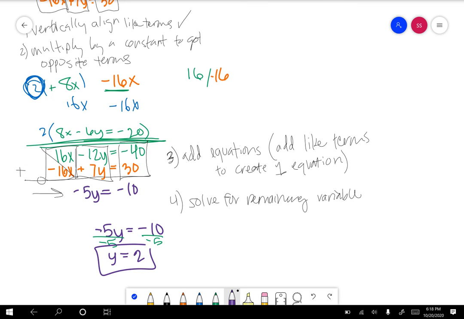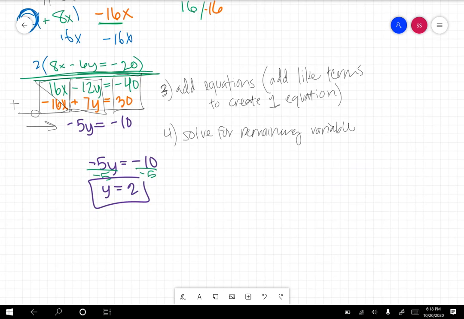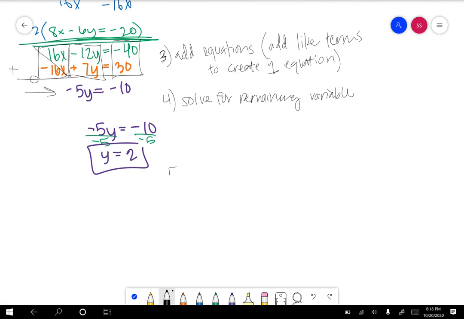So we finished step 4. We solved for that variable. Step 5 is to substitute that value into an equation and solve for the other variable.